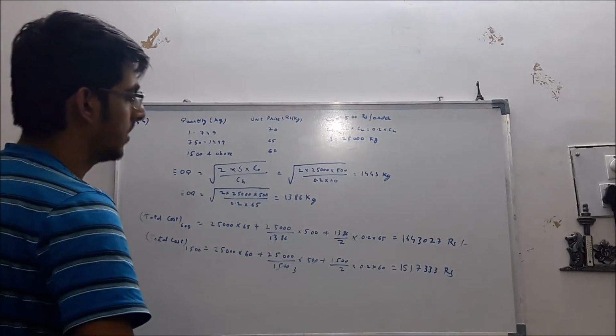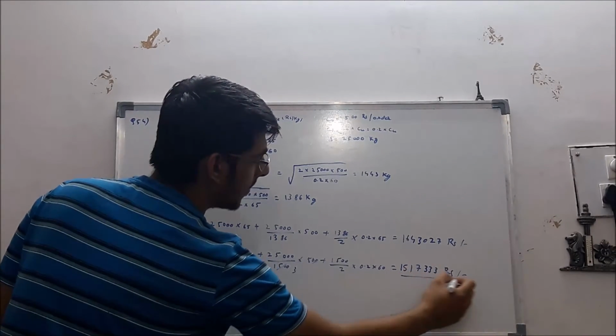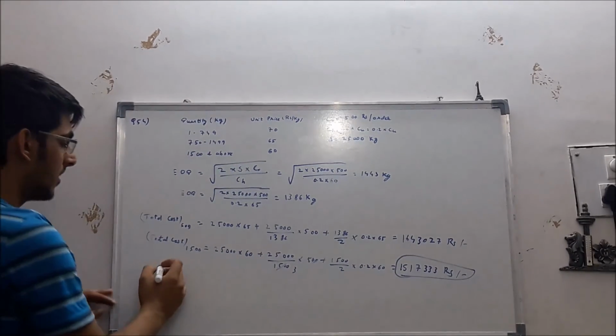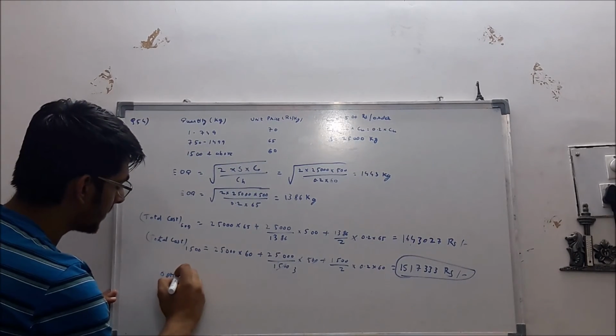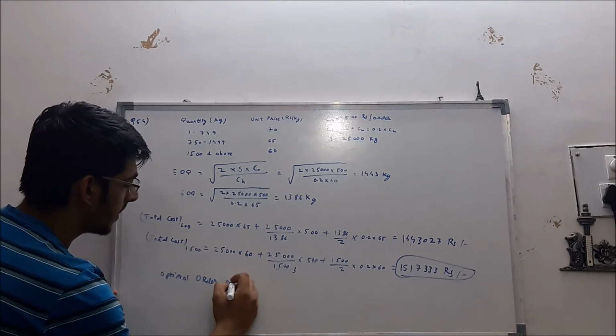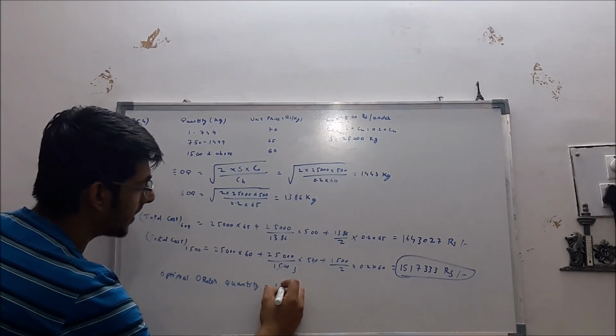So we can see that this amount is lower than this amount. So our optimal order quantity will be equal to 1500 kg.